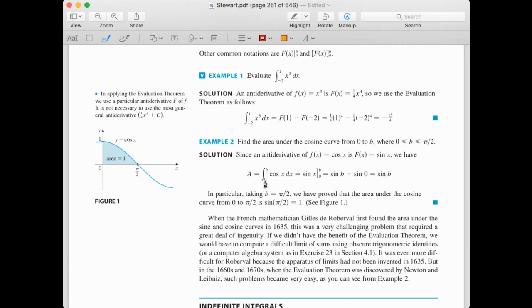So how do we do that? We have lower limit 0, upper limit b, cos x dx. So whose derivative is cosine x? Sine x. So the antiderivative of cosine is sine. Then we want to evaluate at b and at 0. Usually we give a long bar here. This indicates we are going to evaluate sine at b and sine at 0, and subtract them. So sine b minus sine 0. Sine 0 is 0, so we get sine b.